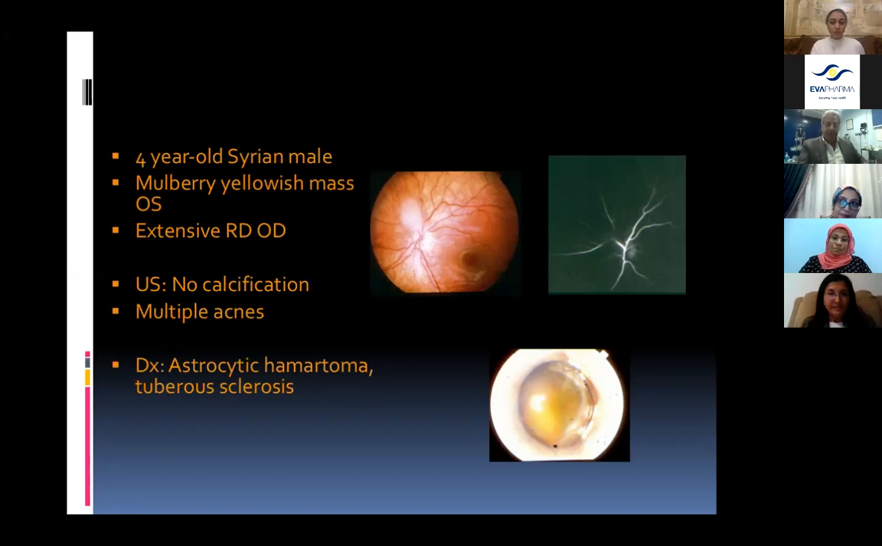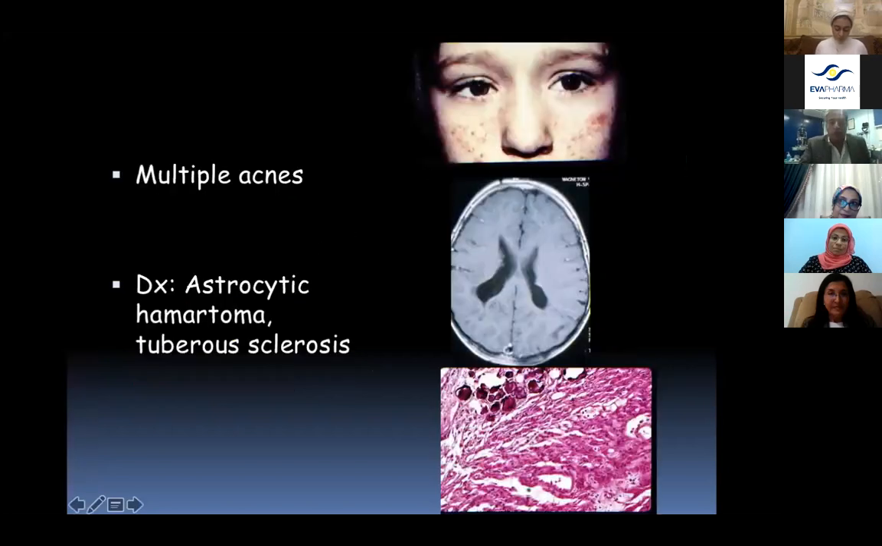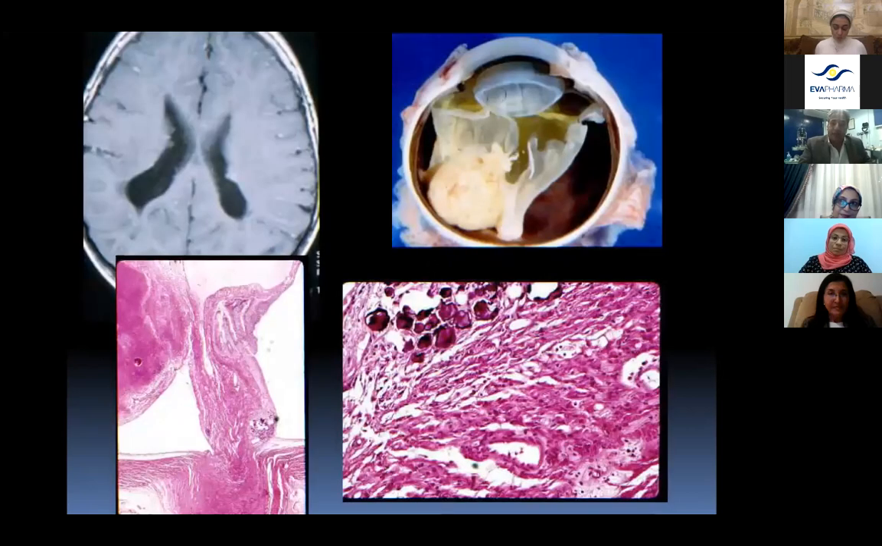So these are the clues for diagnosis, where the multiple acnes and the tuberous associated hamartoma within the ventricles of the brain are essential in the diagnosis in advanced cases, like the eye presenting with retinal detachment and a retinal mass that was proven to be an astrocytic hamartoma and not a retinoblastoma.